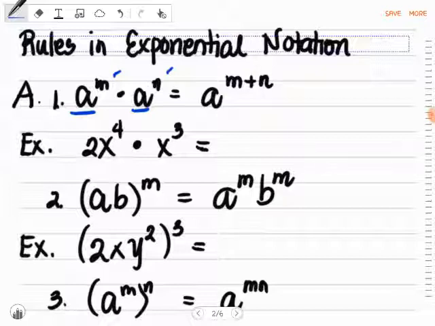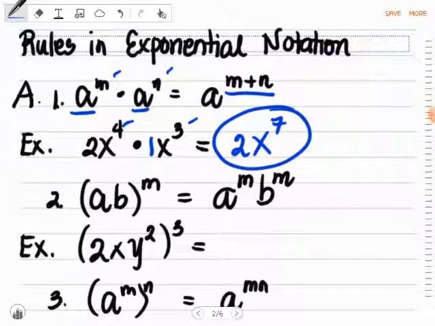So for instance, we have 2x raised to 4 times x raised to 3. As we all know, this is 1. So we have 2 times 1 is 2. Copy the letter. Then, as you can see, we need to add the exponent. So we have 4 plus 3, 7. So that's our answer for 2x raised to 4 times x cubed, or raised to 3. So that's 2x raised to 7.